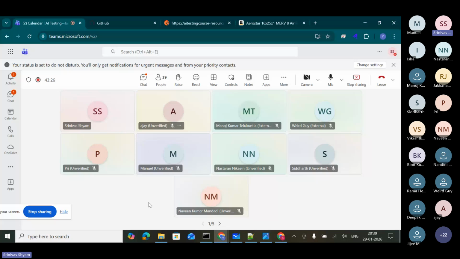Because it's very hard to make ladies happy, right? Even AI cannot do that. Okay. Anyways, jokes apart, yeah. So that's the temperature, right, Manoj? Okay.